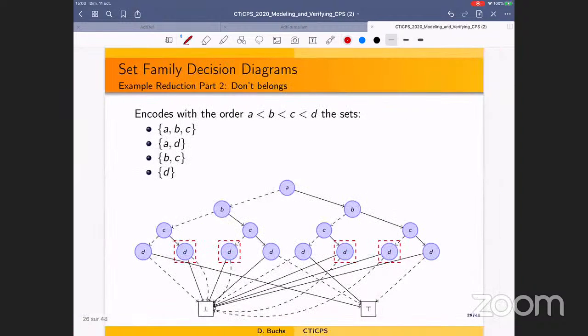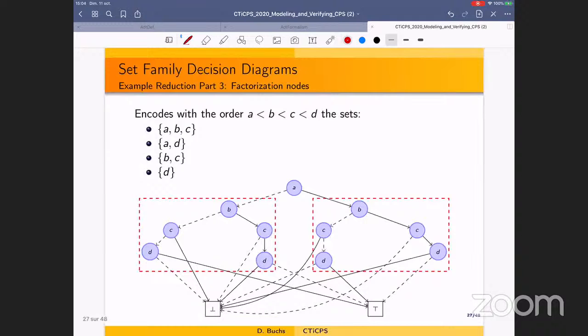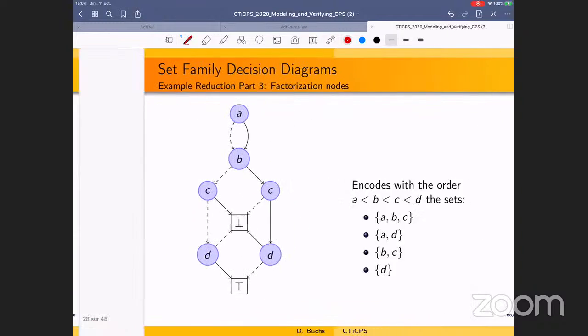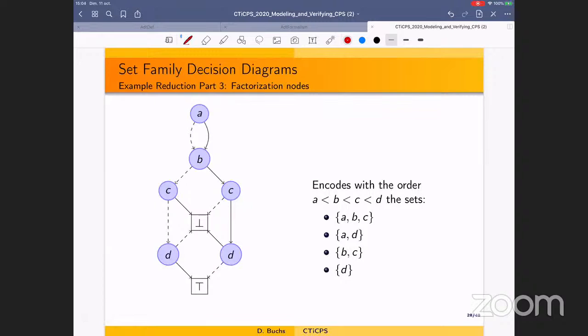Then you can find some nodes that are not useful, because for instance, D here is never used because bottom means that there is no D inside. So this D is not useful, so you can remove all these. Then you can factorize. Factorization is an important aspect. So these two graphs are similar, so you can reduce to those graphs. Now we have just to add the fact that this graph is unique, which is relatively important.